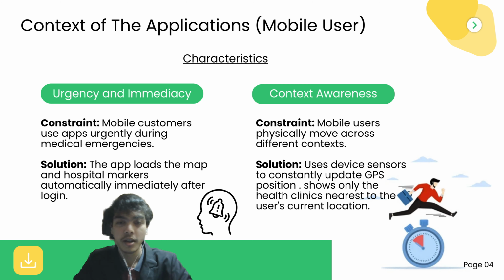So the second characteristic is context awareness. So the constraint is the mobile user physically moves across different contexts. So unlike the desktop, which is only accessible from the office or home, the mobile app can be accessed even when the users are moving. So the solution, we use device sensors to constantly update the GPS position that shows only the health clinics nearest to the user's current location.